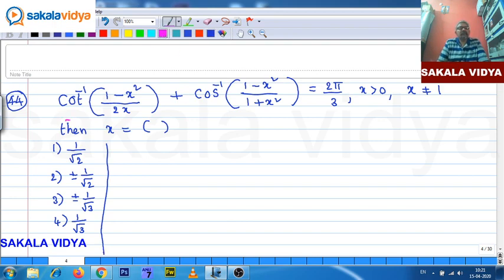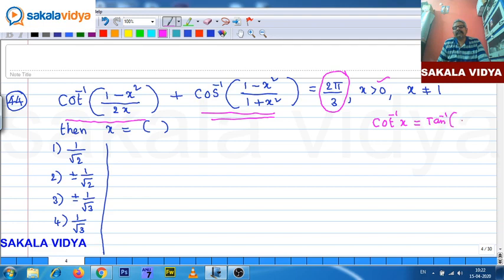So now the cot inverse of (1 minus x square) by 2x plus cos inverse of (1 minus x square) by (1 plus x square) equal to 2 pi by 3, and given these conditions, we need to find out the x value. The first step, we need to change this cot inverse of 1 by x, or we can say cot inverse x is equal to tan inverse 1 by x. This formula we have already studied. So first step, we need to change this one.